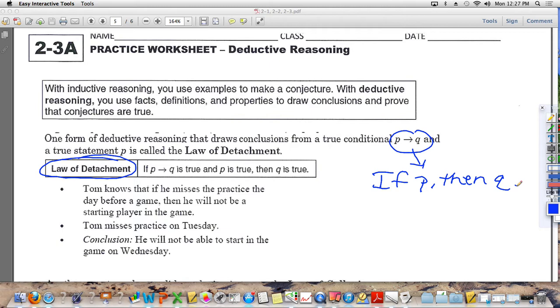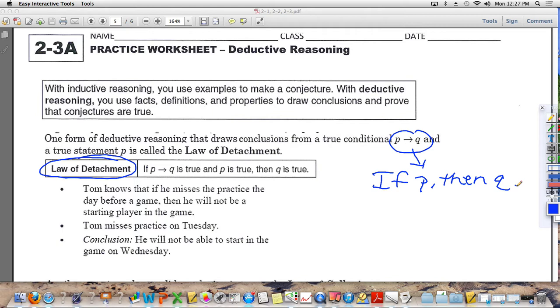If P, then Q. All right, so the law of detachment says this. If you have a statement like this, if P implies Q, and you know that the P part is true, then you can assume then that the Q part is true also. But you may not assume it backwards. So if you have a statement, if P is true, then Q is true, and then you have some facts that tell you that Q is true, you may not assume then that P is true.